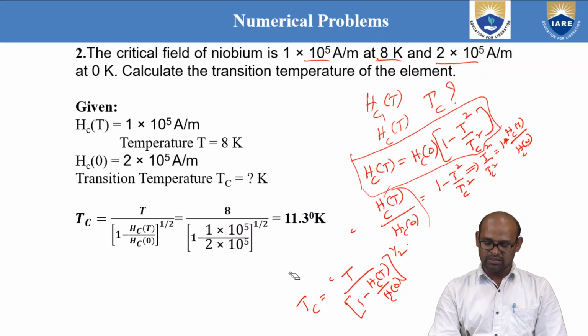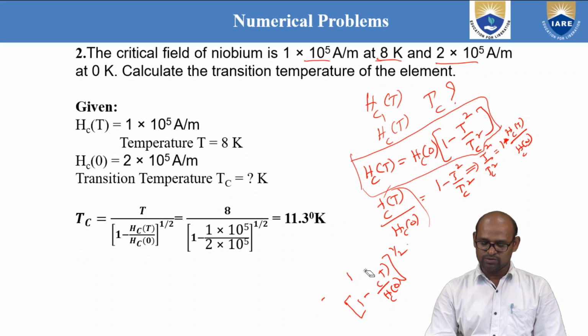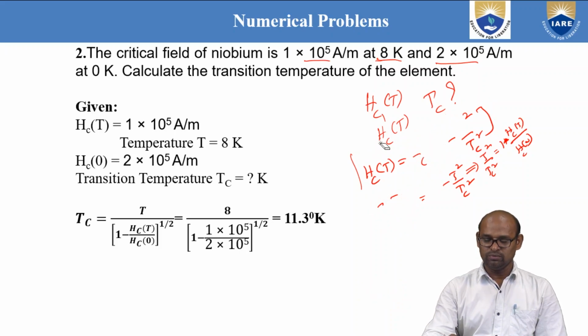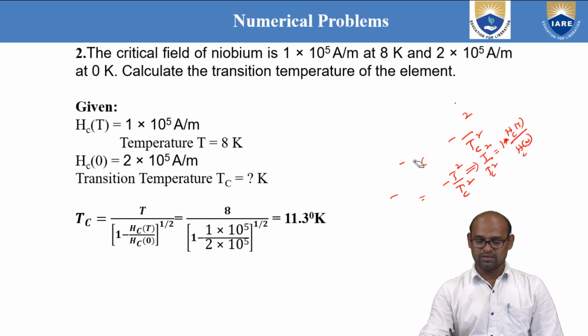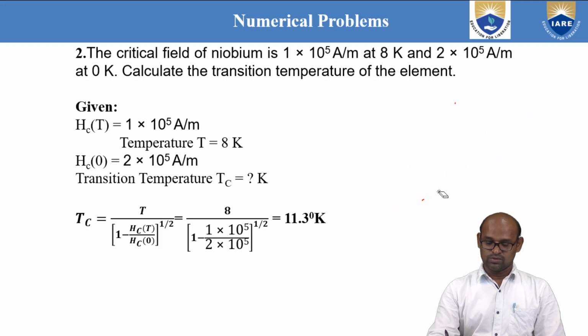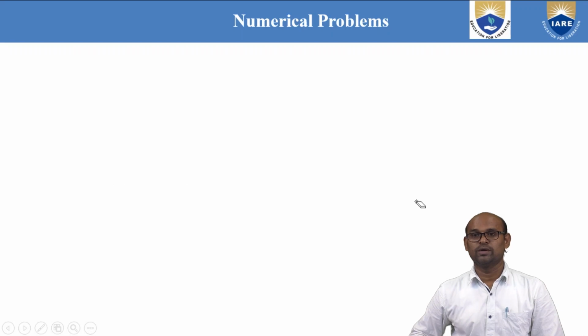For T greater than Tc, it is going to lose its superconducting state and change into the normal state. So we have calculated the transition temperature or critical temperature for this niobium element. Okay. So let us go into the third numerical problem.